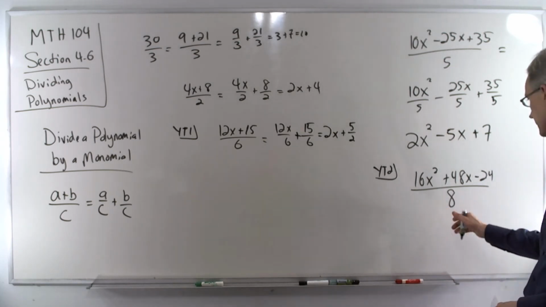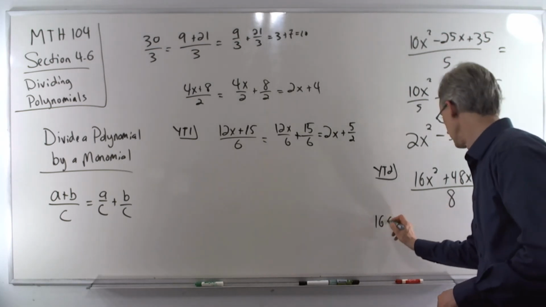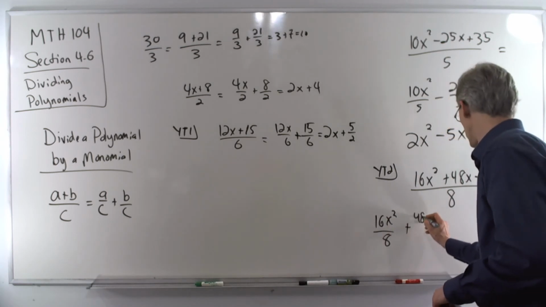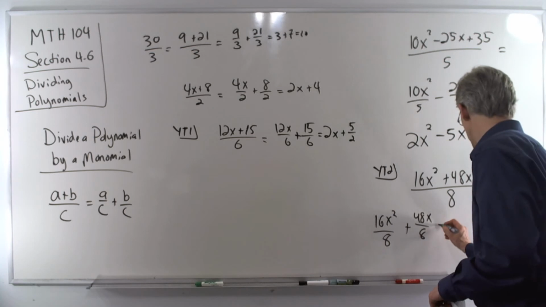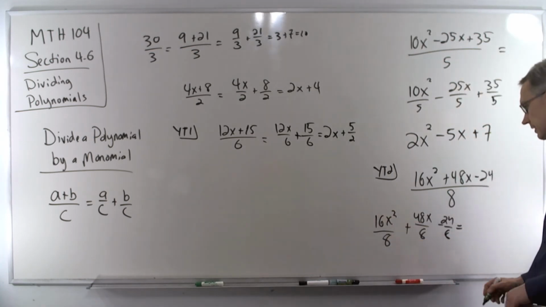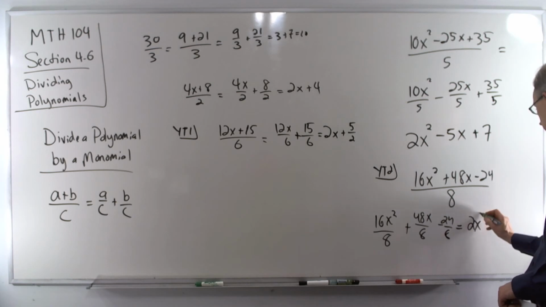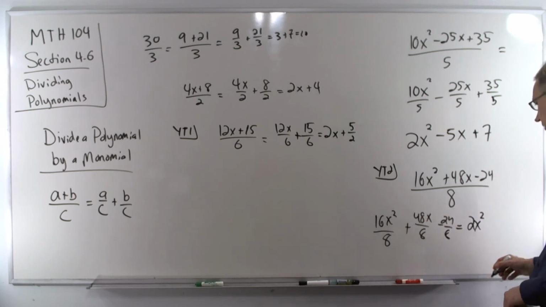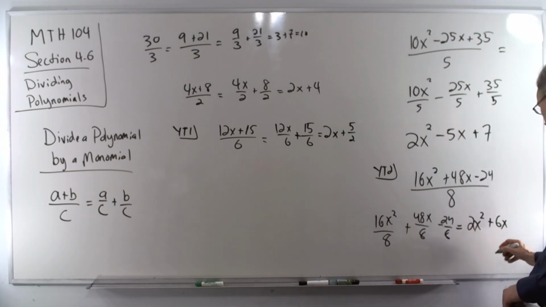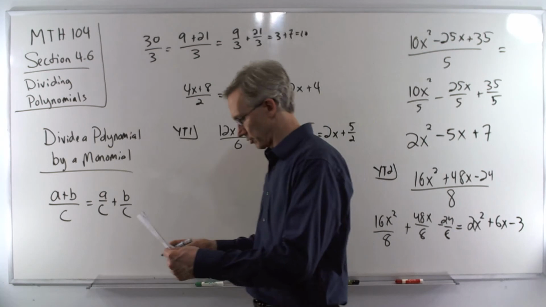All right, so we're going to split this up into three fractions. So we got 16x squared over 8 plus 48x over 8 minus 24 over 8. And that gives us 16 divided by 8 is 2, so 2x squared, plus 48 over 8 is 6, so that's 6x, and 24 over 8 is 3, so minus 3. 2x squared plus 6x minus 3.